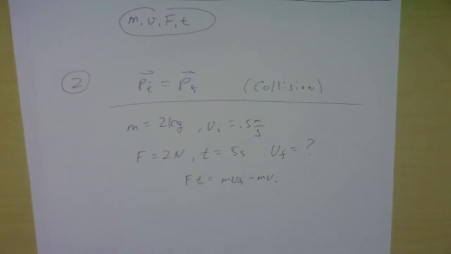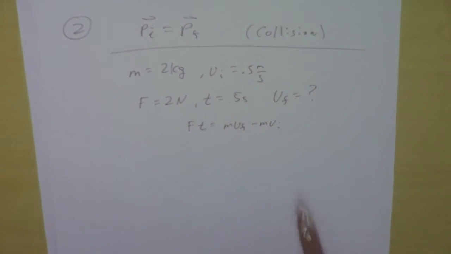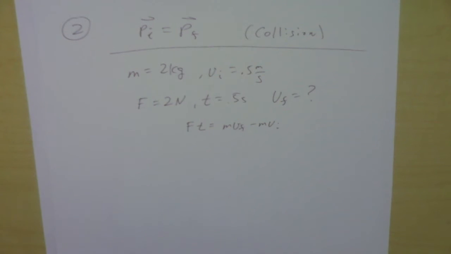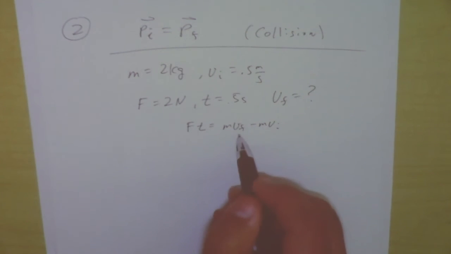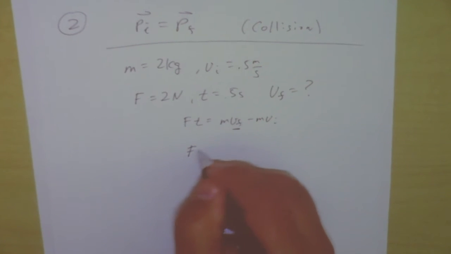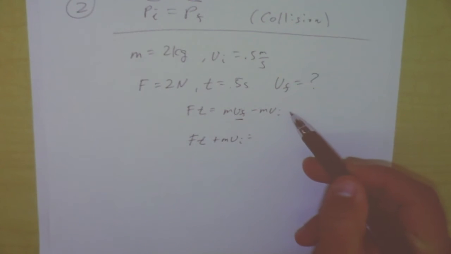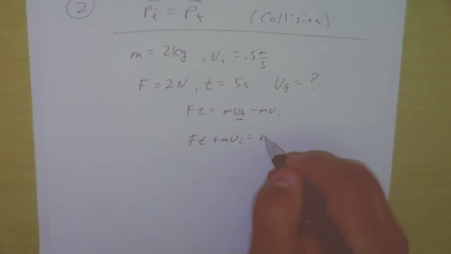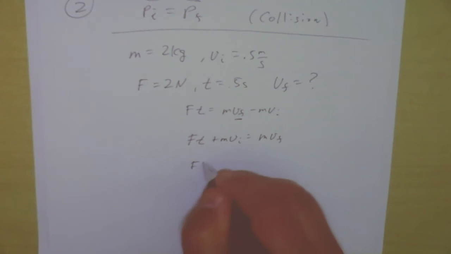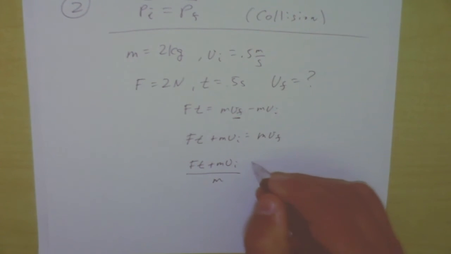Okay, so again, the clue to use this was all the information that we're given. I write it out, and now what I'm trying to figure out is the final velocity. So I've got to do a little bit of work here. I've got to get that by itself in the equation. So I can add mv initial to both sides. And then if I add that to the right side, it adds up to 0. And then I've got to divide both sides by the mass. And that'll give me the final speed.